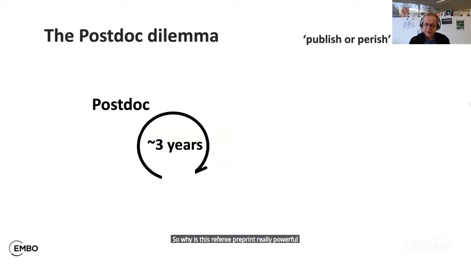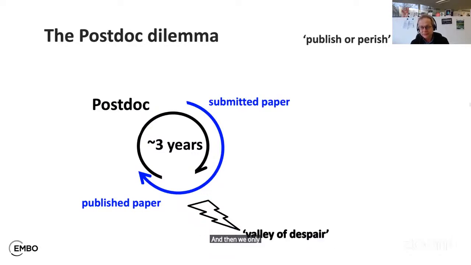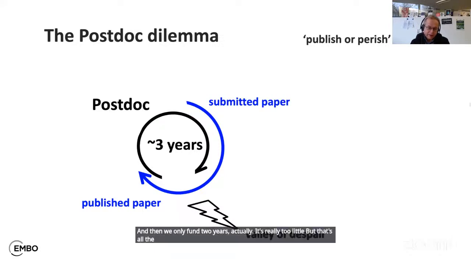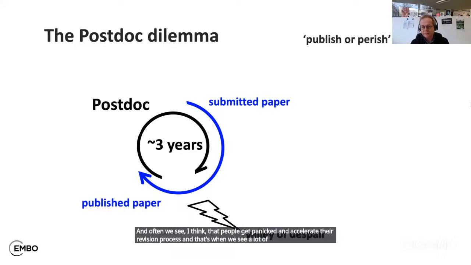Because I think it really helps to solve the postdoc dilemma, what I call the valley of tears, which is basically you have only 3 years to do your postdoc. At EMBO, we only fund 2 years, actually. It's really too little, but that's all the money we have. And your paper is not out by the time you finish, and you already have to apply for your next postdoc, your next grant, so you're stuck. And often we see, I think, that people get panicked and accelerate their revision process, and that's when we see a lot of problems happening by taking shortcuts.